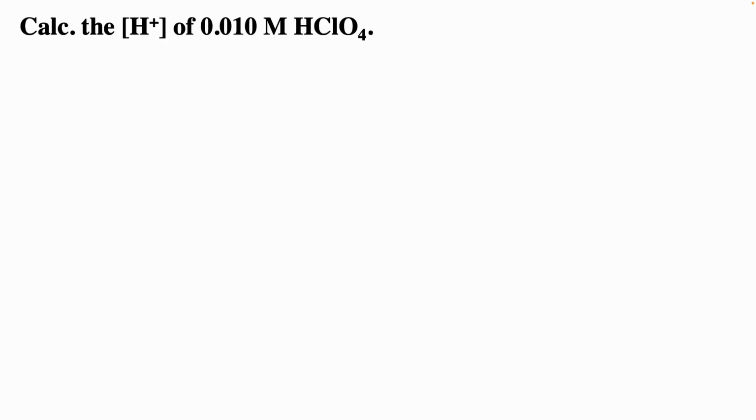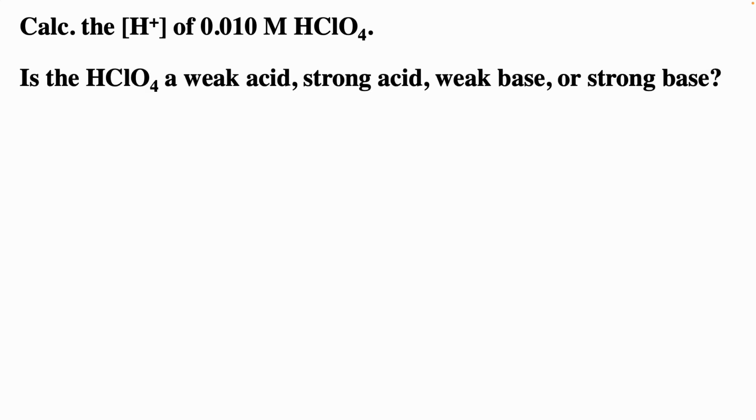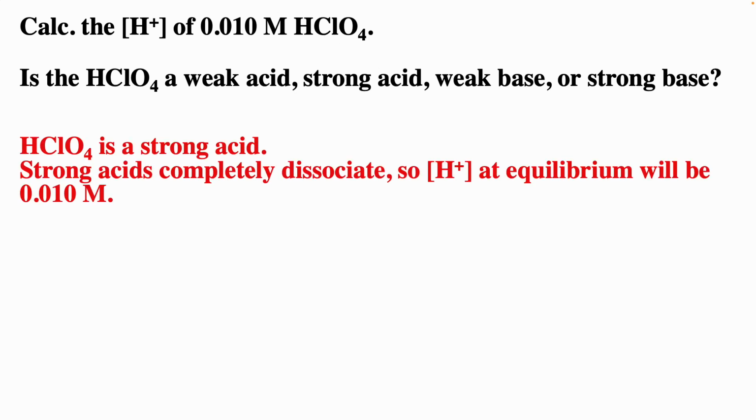Now we could be asked, what is the hydrogen ion concentration of 0.01 molar perchloric acid? And so when you're doing this type of problem, you always have to figure out, what are you looking at? Is this an acid or a base? Is it a strong acid, weak acid, strong base, or weak base? And so hopefully you recognize HClO4 is on our list of strong acids. It's a strong acid, and so that means it completely dissociates, meaning that 100% of those molecules break apart into hydrogen ions and perchlorate ions.